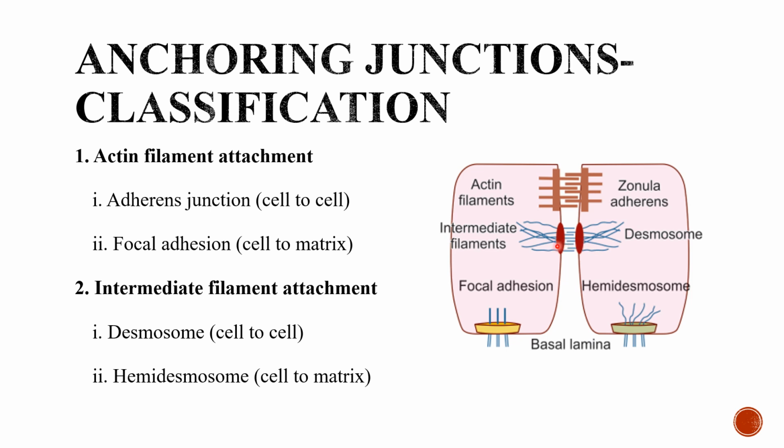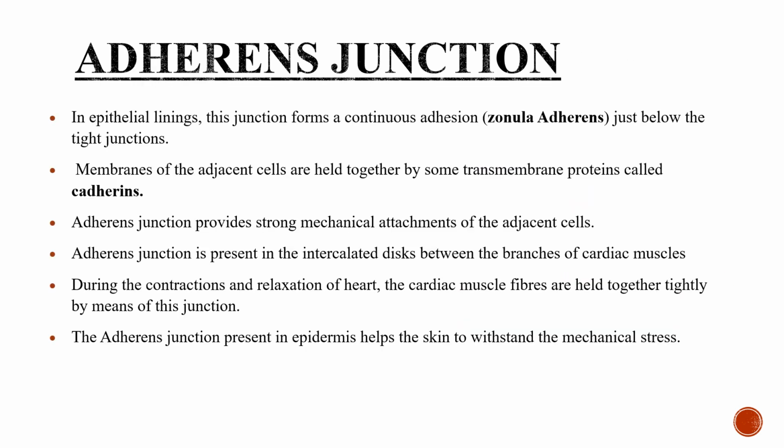So desmosomes are formed between 2 cells, whereas hemidesmosome is formed between a cell and the extracellular matrix. So we'll study one by one. The adherent junction, the other name of adherent junction is zonula adherens. It is especially present just below the tight junction. Just remember, zonula adherens is just below the zonula occludens. It is present in the basal side of the zonula occludens.